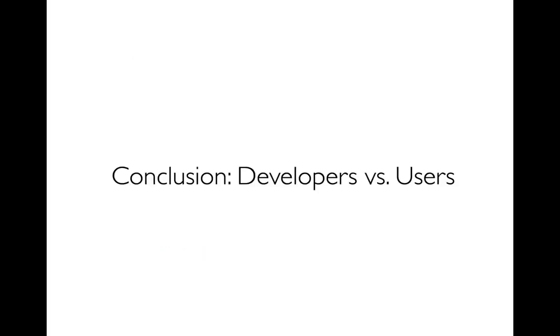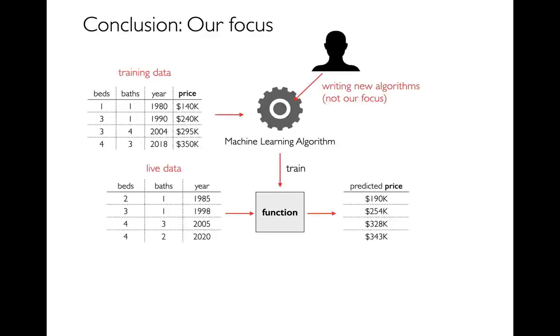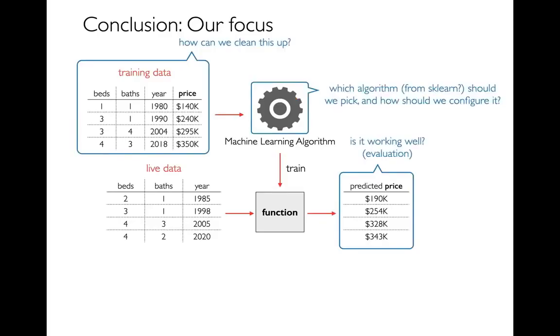To conclude this video, I just want to talk about the difference between developers and users, and who we are. When I'm looking at this picture, I'm feeding all this training data into a machine learning algorithm, and that gives us a function we can use to make predictions. There are people who develop new algorithms or write and optimize code for existing algorithms. We'll do a tiny bit of that, but that's not our focus. We aren't trying to do machine learning research or come up with novel ideas. We aren't developers. Instead, we're going to be users of the machine learning algorithms that come in scikit-learn.